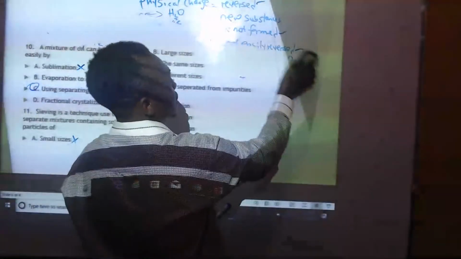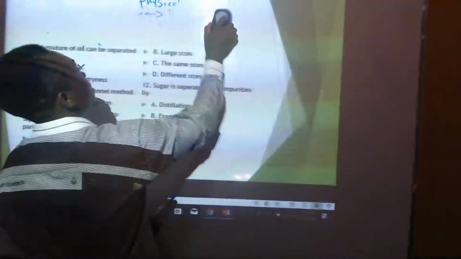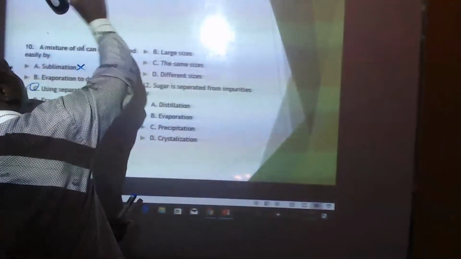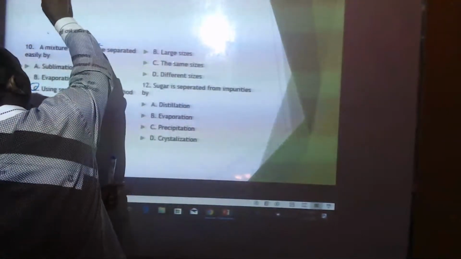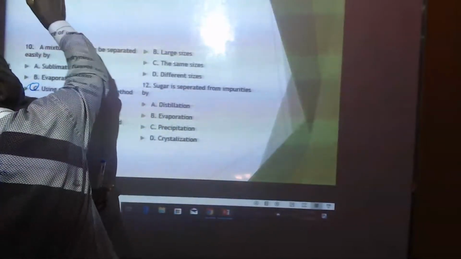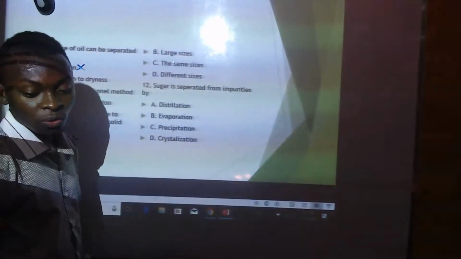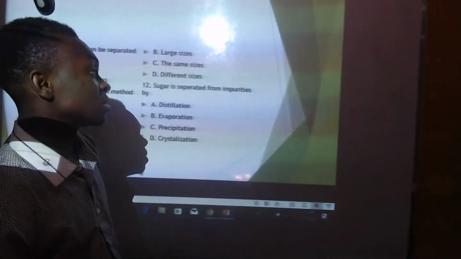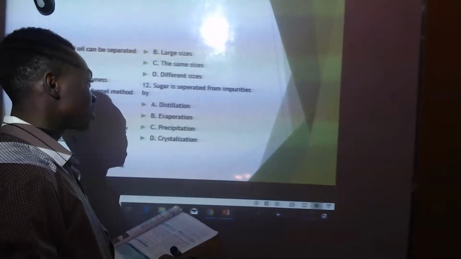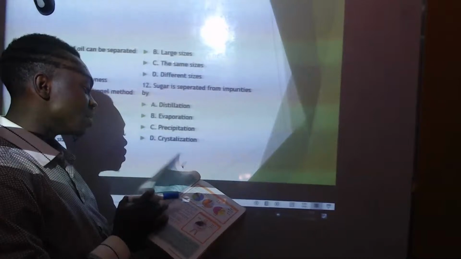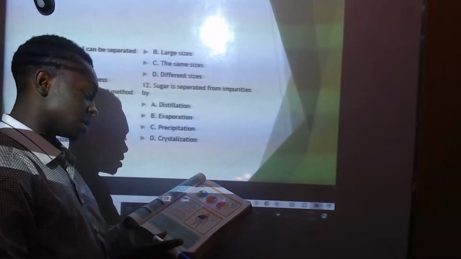Now, remember earlier I was talking of mixture. I'm going back to physical change, because once you talk of physical change and chemical change, you still talk about mixtures. And I think your mixtures are mostly impure. Why? Because they contain several substances. And I think separation techniques are those techniques you use to separate mixtures of different substances.